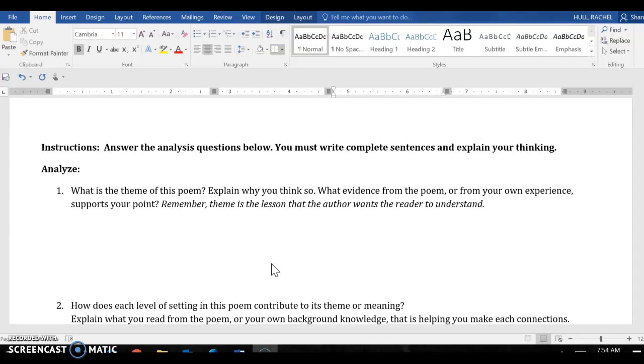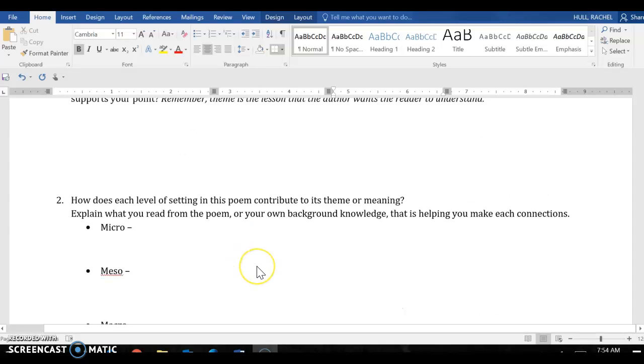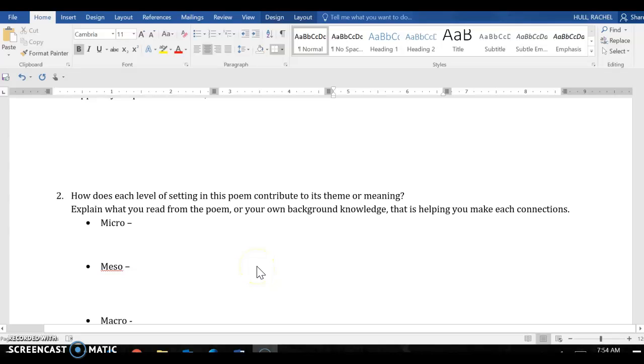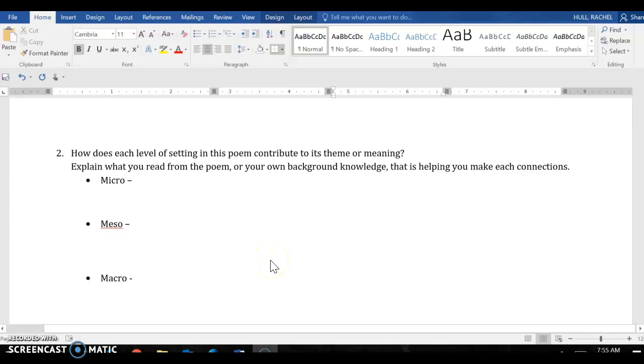What is the message behind this short little poem? And how does each layer of setting of this poem contribute to the theme or the meaning? Explain what you read from the poem or your own background knowledge that helps you make these connections. Think about the micro setting if the character is digging by themselves. Think about the meso, think about which is the intermediate area, and think about the wider world that encompasses where this chest would be. And how is that contributing to the meaning of the poem?